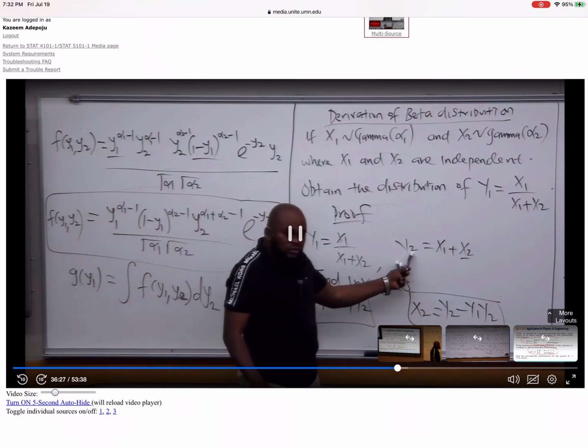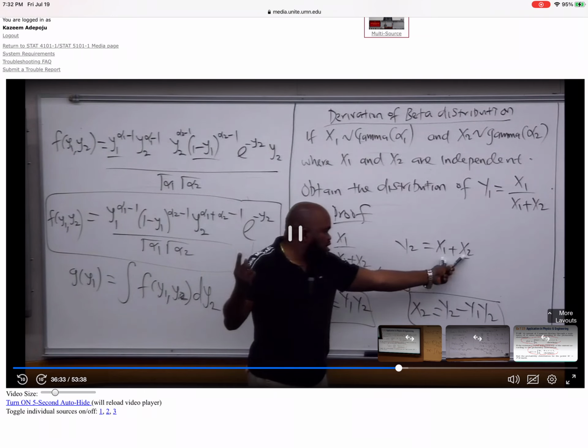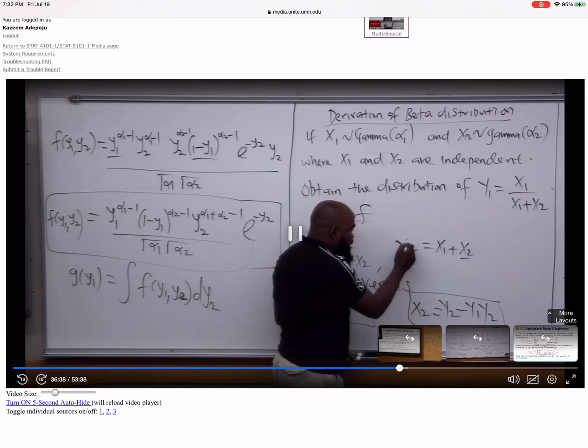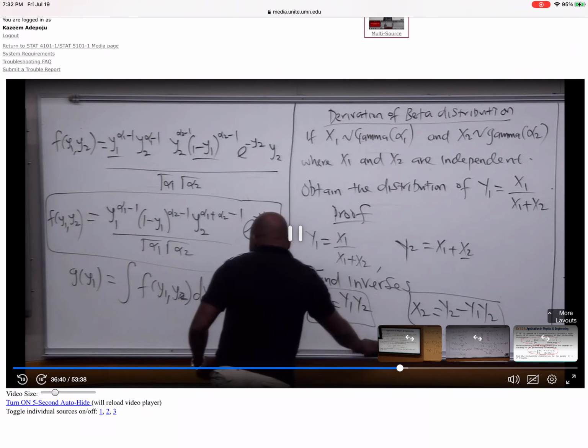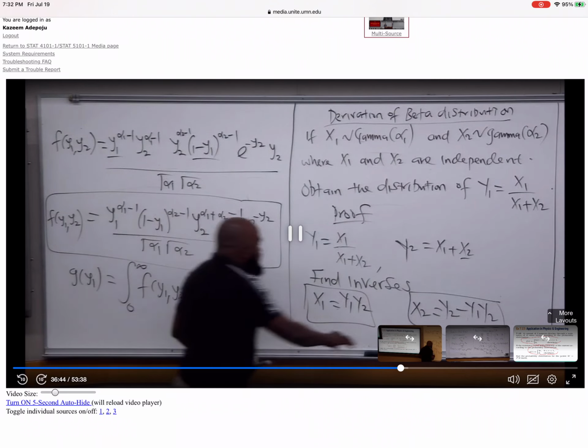Now, what is y2? The range of x1 in gamma is 0 to infinity. x2 is also 0 to infinity. Automatically, y2 is also going to be 0 to infinity because you are adding them, right? Now, this is going to be 0 to infinity.